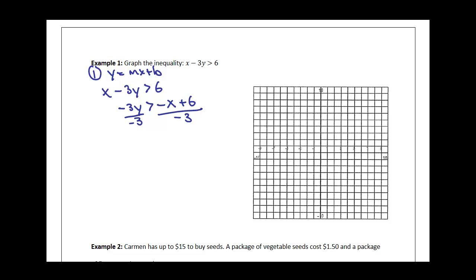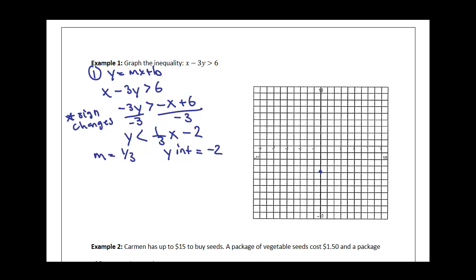Remember, when you divide or multiply by a negative, the sign changes direction. So make a note of that: sign changes. Now we have y being less than 1/3 x minus 2. Now we have it in y equals mx plus b form, with a slope of 1/3 and a y-intercept of negative 2.